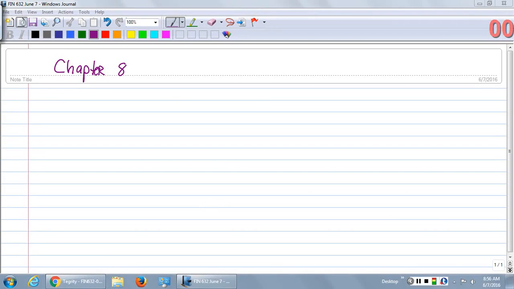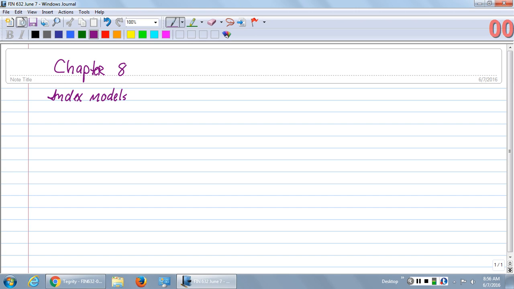All right, let's take a look at Chapter 8. Chapter 8 introduces us to index models. And what we're going to find is that this concept of index models is really going to save us some time. It's going to make the task of creating portfolios with multiple assets more workable.